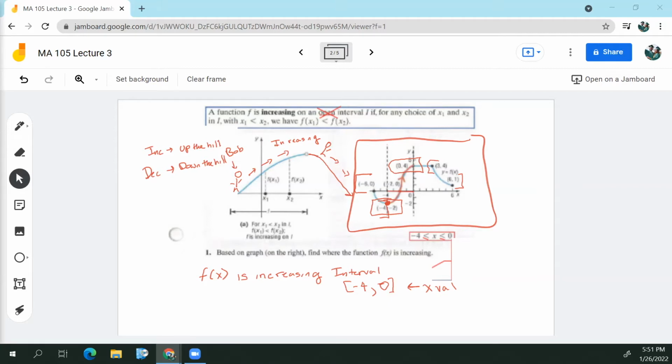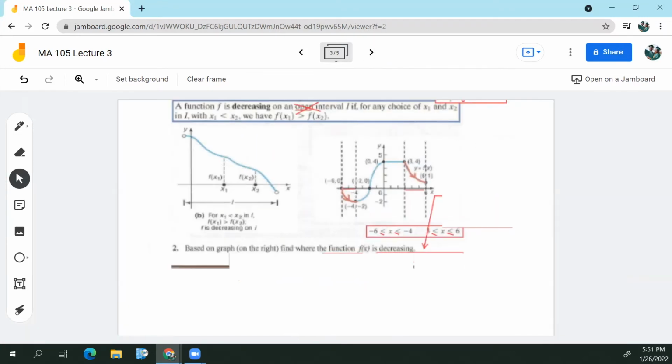Another way we can utilize that, or say that, is we're going to have -4 less than or equal to x less than or equal to 0. Once again, like I said, I don't like the fact that they do it that way, but it is what it is. I want y'all to get a good grade, so let's do what they say.